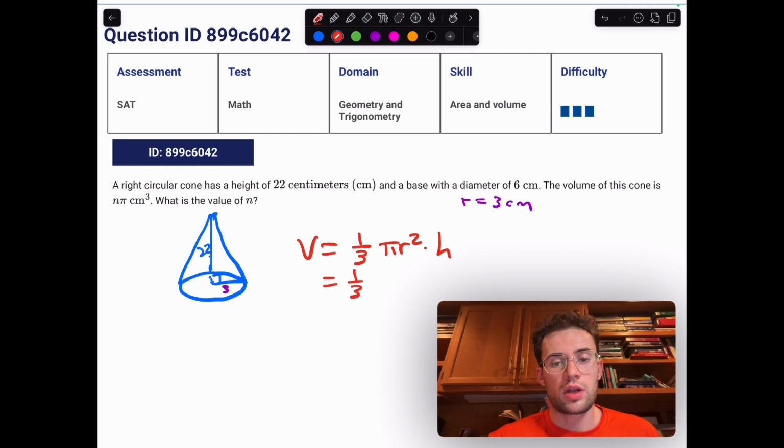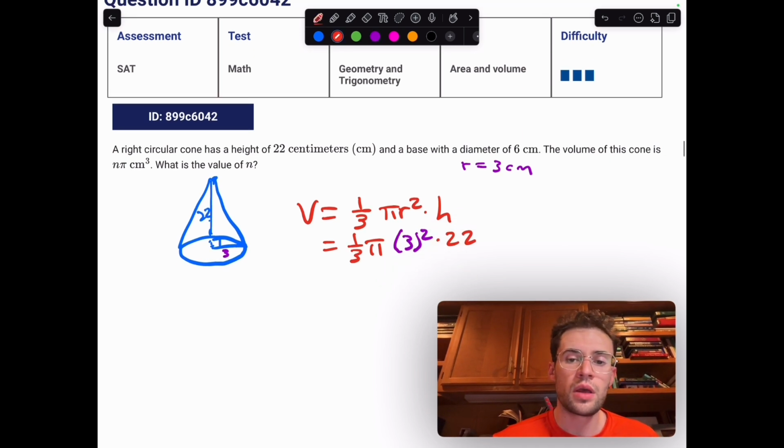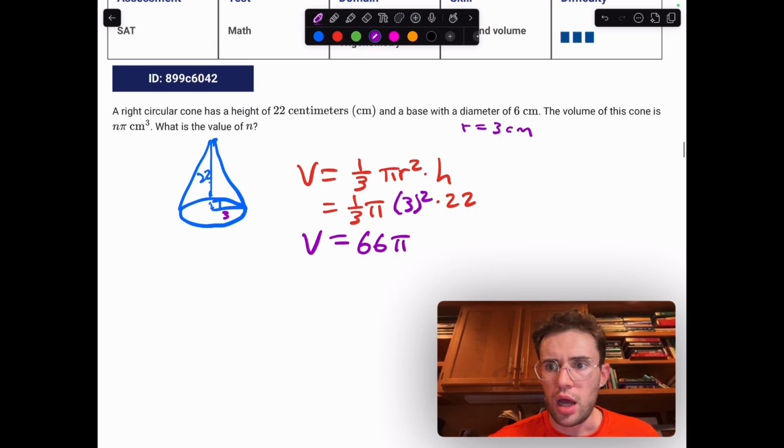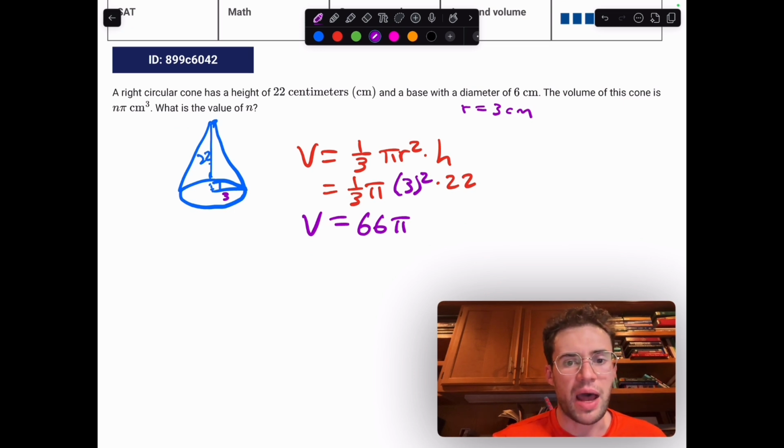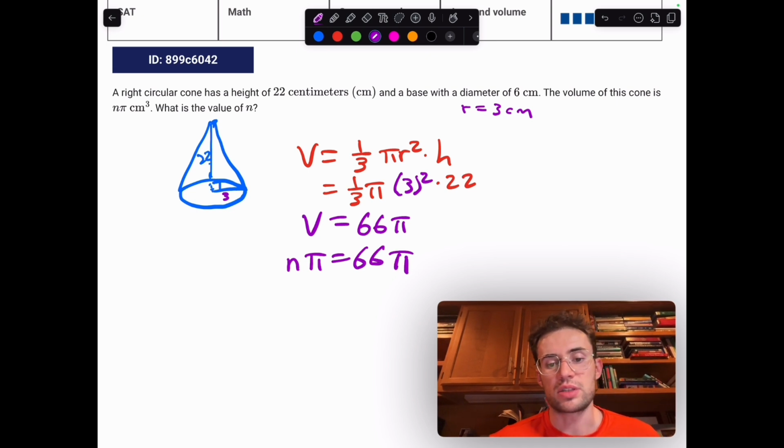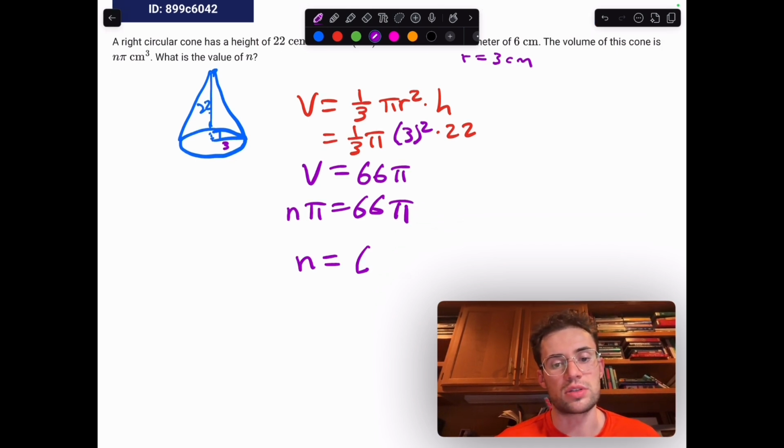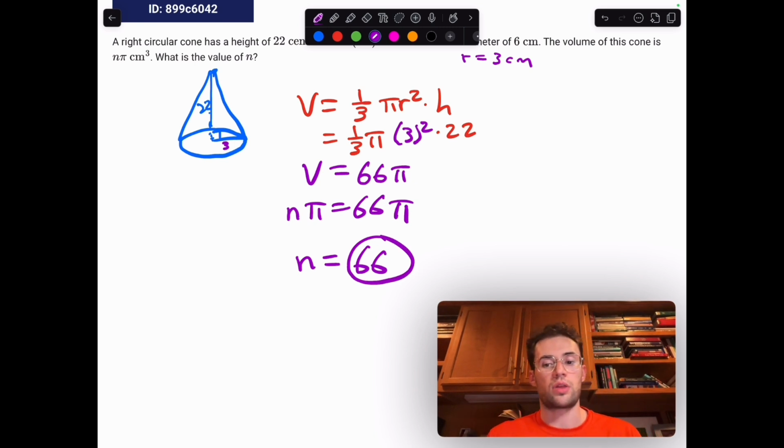So we can do that as 1/3 times pi times, we said our radius is 3, so times 3 squared, times our height is 22. And actually for this, 1/3 times 3 squared, you could just say it's 1/3 times 3 times 3. One of those 3's gets canceled out by the 1/3. So you're just left with 3 times 22, which is 66 times pi. All right, so that's our volume. And they said our volume is n times pi. So n times pi is equal to 66 pi. Just divide both sides by pi, they cancel out, and you're left with n is equal to 66. All right, so that would be your answer there.